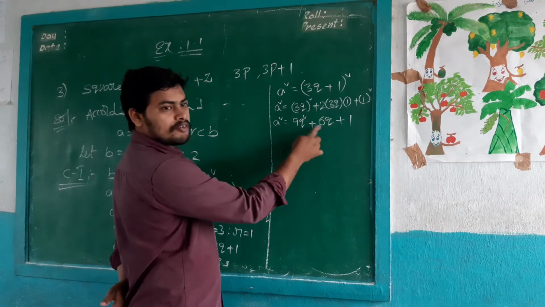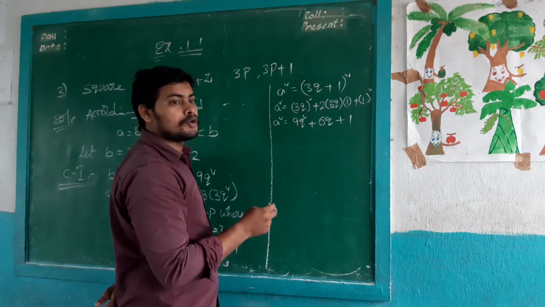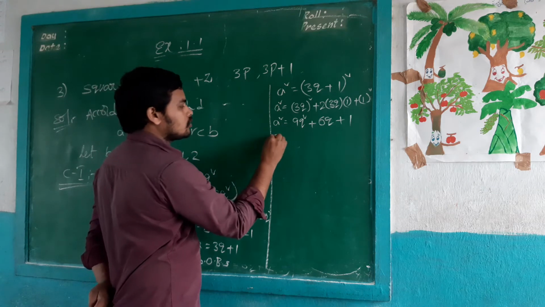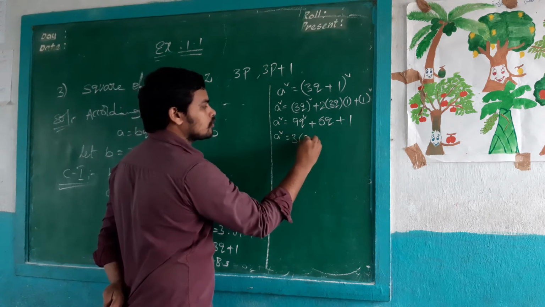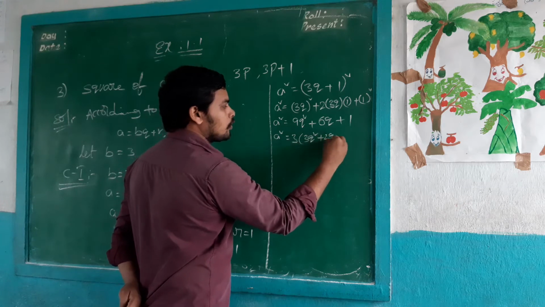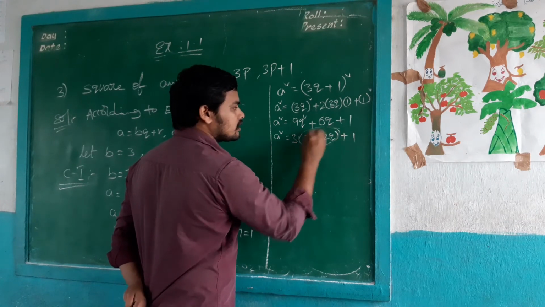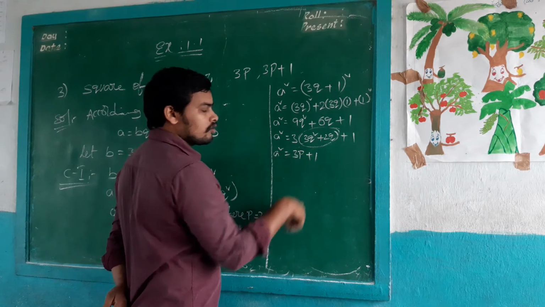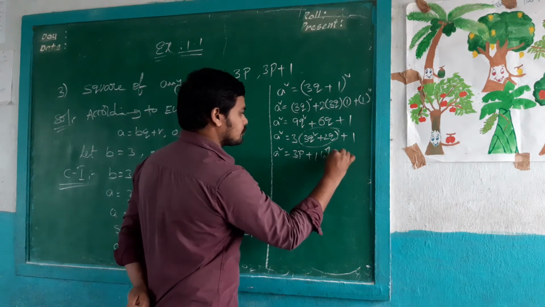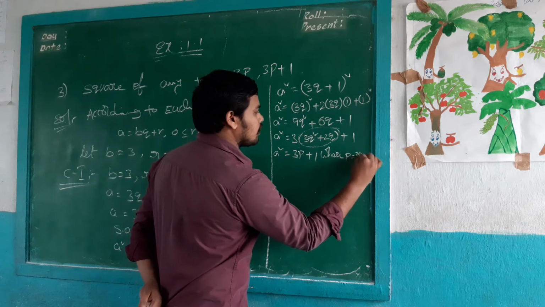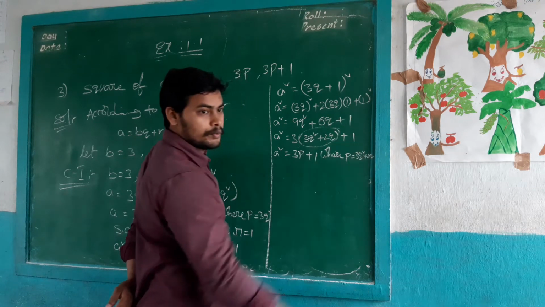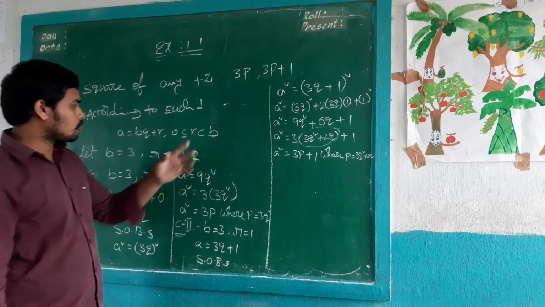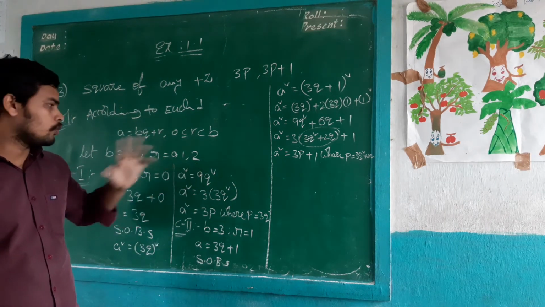So what is the common factor here? 3. q is also a common factor, but we need only 3 here. So a square equals 3 into 3q square plus 2q, plus 1. Let this be p. a square equals 3p plus 1, where p equals 3q square plus 2q. Okay.